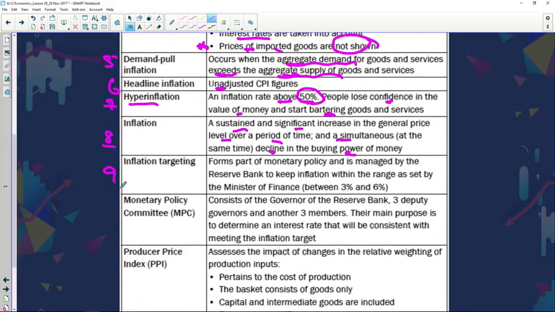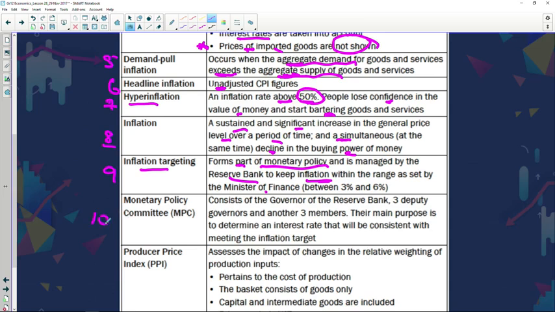And then moving on, looking at the inflation targeting. So it forms part of the monetary policy and is managed by the Reserve Bank in order to keep the inflation within the range as set by the Minister of Finance. So we know that it is between 3% and 6%, and we know that this is part of the monetary policy, and the Monetary Committee actually ensures that the inflation stays within those targeted areas of 3% and 6%.